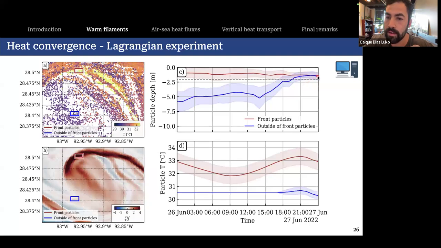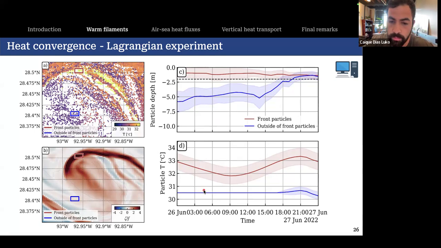What we see is that the particles that are at the front have been at the surface for a longer time. So they were initialized with a higher temperature, and they've also been exposed to the atmospheric heat fluxes for longer. So you can see that they're warmer, and there's a diurnal cycle here that turns them into even higher temperatures than they were initialized with. And the particles that were outside of the front at the end snapshot, we can see that they were recently upwelled, and so they were colder.